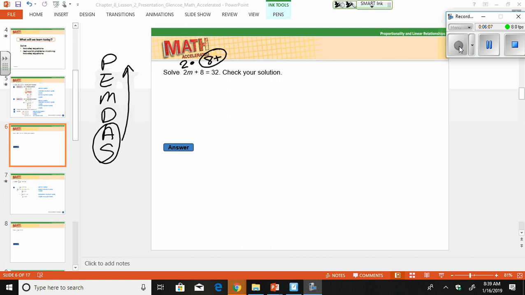So the opposite of adding 8 to both sides would be to subtract 8 on both sides. What am I left with? I'm left with 2m equals 32 minus 8 gives me 24. Now I have a 2 times an m. The opposite of multiplying by 2, as we learned in the last section, is to divide by 2. And we get m equals 12.